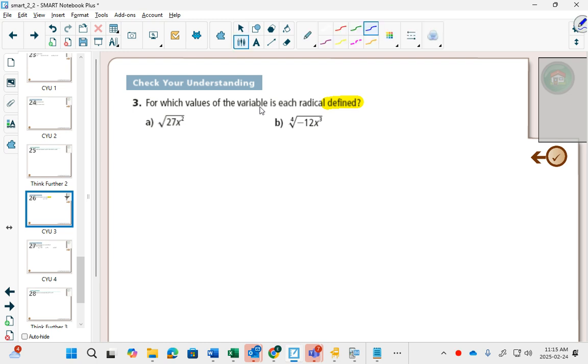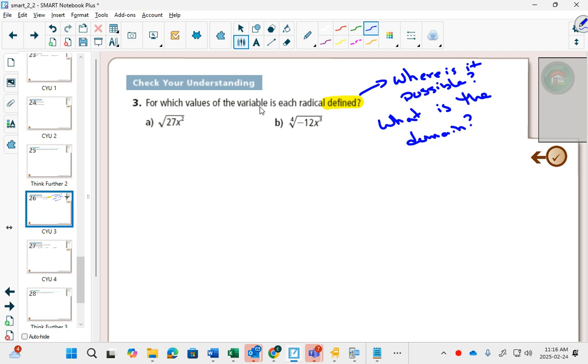What this means, it's really asking, where is it possible? Another way we could say this is, what is the domain? So when something's asking, where is something defined, it's asking, when does it work, when doesn't it work? And in fact, when asking where it is possible, I often ask the opposite question, when is it not possible?